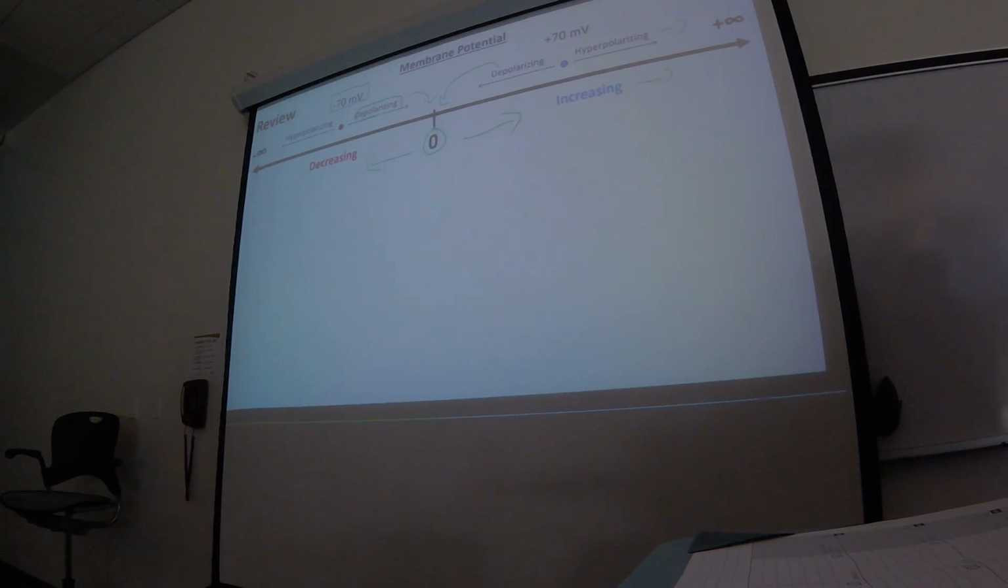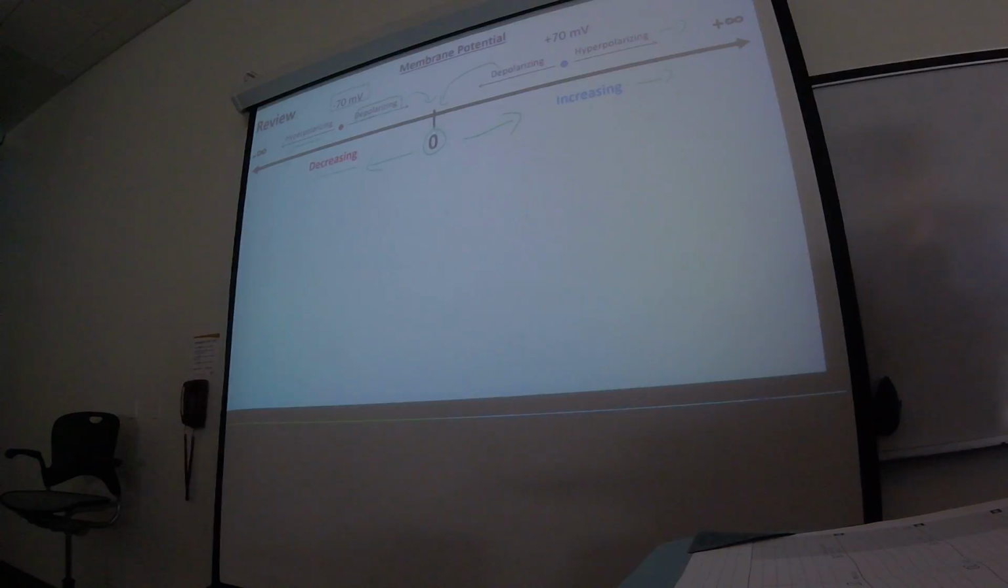A lot of people say depolarization means I'm decreasing the membrane potential. It's not the same thing. Depolarization means you're bringing it closer to 0. And hyperpolarization means, in this situation, if you want to hyperpolarize a cell, you take it further away from 0. So in this situation, hyperpolarization is synonymous with decreasing the membrane potential. So that's something you need to keep in mind.